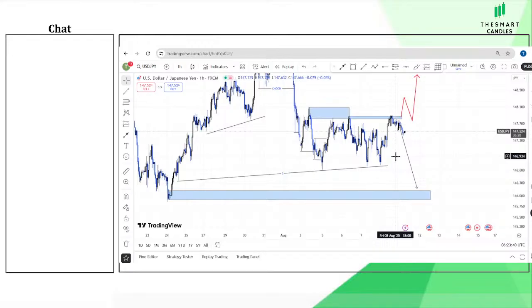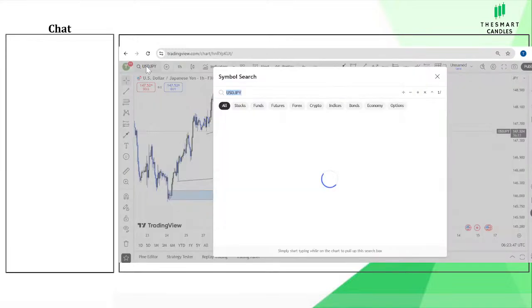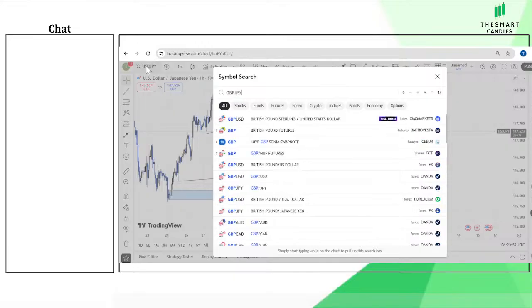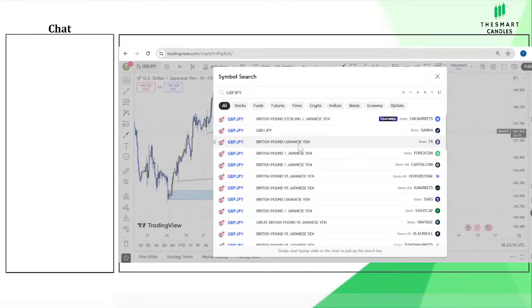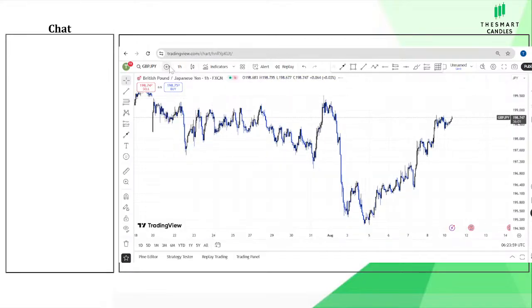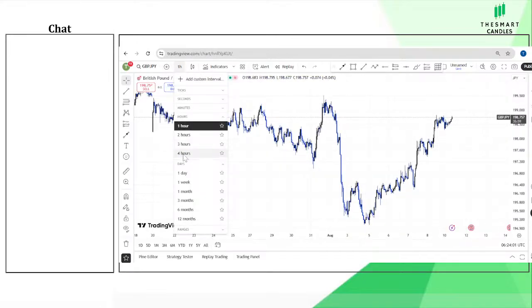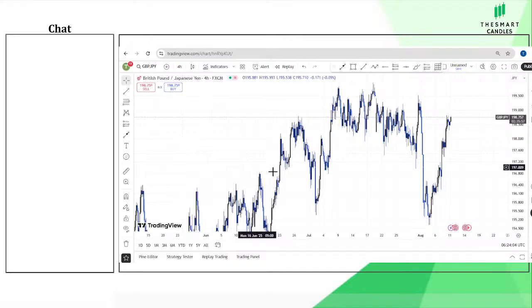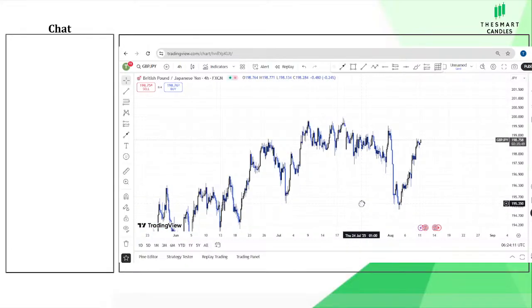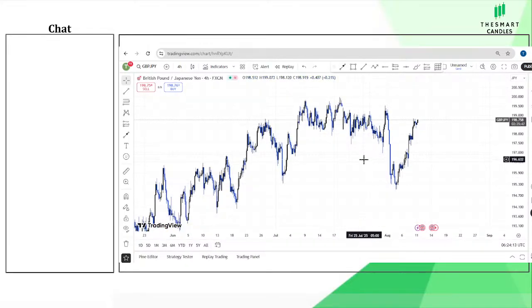So the next pair we'll be looking at is GBP JPY. We'll be looking at GBP JPY, but we'll take EU maybe GU. So let's look at GBP JPY. All right. So let's go to the 4 hours. Looking at the 4 hours price action.